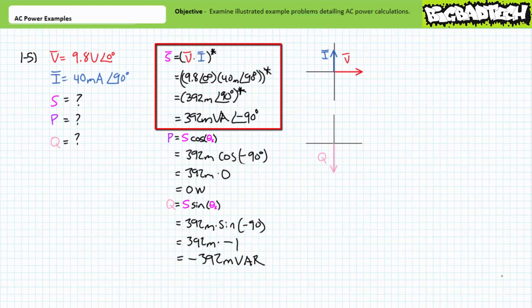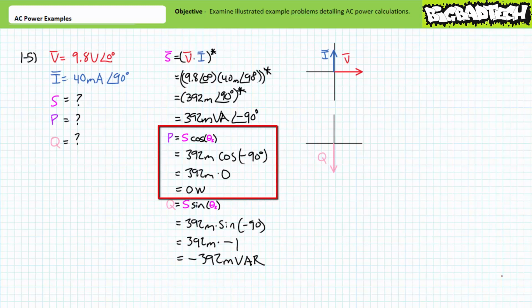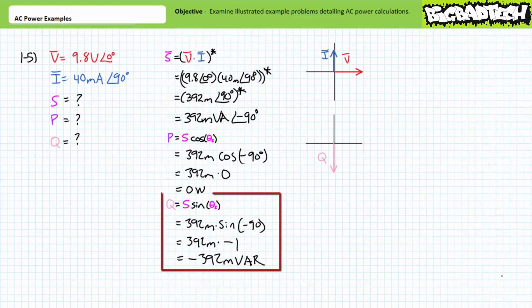Apparent power is the complex conjugate of voltage times current. Substituting in our given values, we find apparent power to be 392 millivolt amperes at an angle of negative 90 degrees. When resolved into its real and reactive components, we find real power to be 0 watts and reactive power to be negative 392 millivars. As expected, real power is 0 and all of apparent power is being directed towards a reactive interchange.